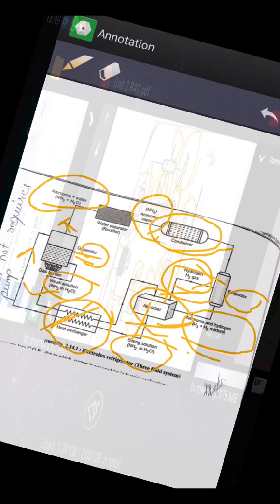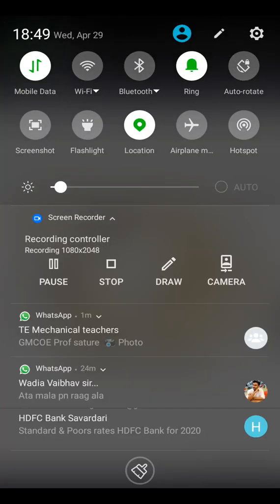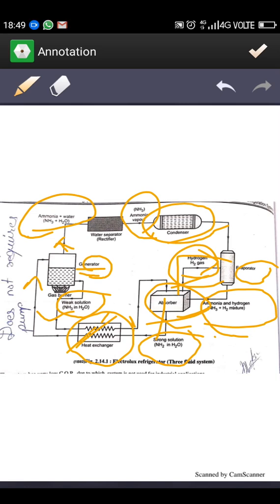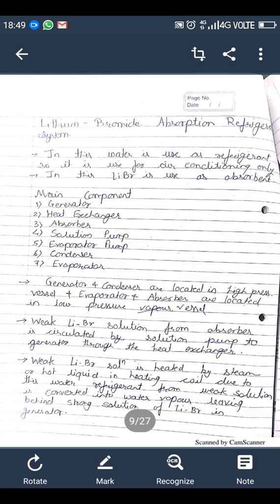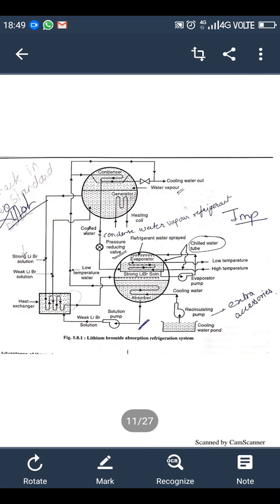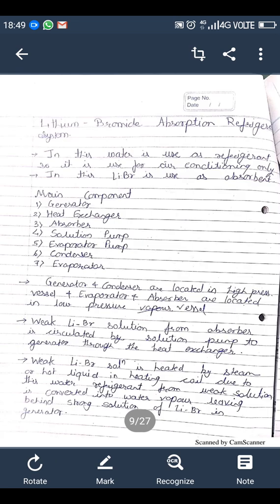So I hope you are getting this concept of the Electrolux refrigeration system. Similarly, we have another concept, this lithium bromide absorption system.